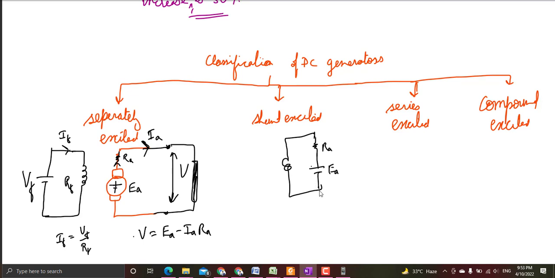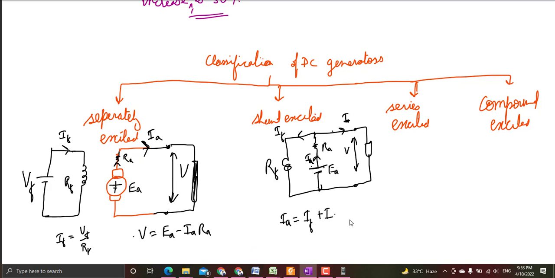Field winding is connected in parallel with the armature, and this has resistance, suppose RF, and this is the terminal voltage V. If a load is connected, we have this current IA, which is generated by the armature. This current IA gets divided into two parts: IF, and the load current I. So IA here is IF plus I.